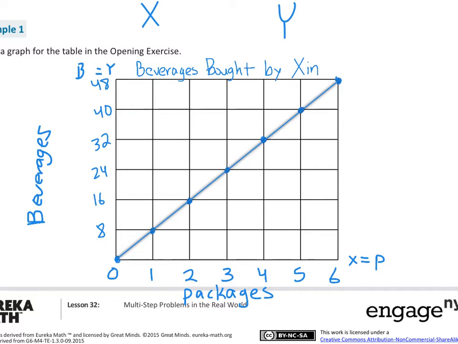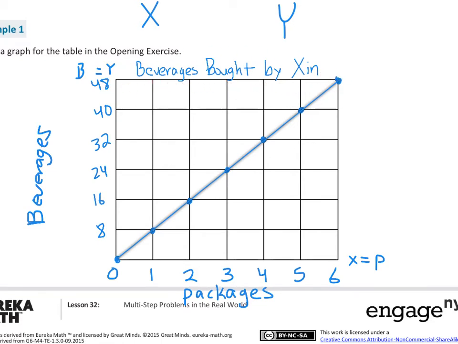See these lines? These lines are evenly distributed. So I can't make this one worth 5 and this one worth 10 and this one worth 30 and then this one worth 32. They'd have to be evenly distributed. So I'm going to go by 8s. Every single one is 8 apart. And those are my beverages, and then I gave it a title, Beverages Bought by Zinn.